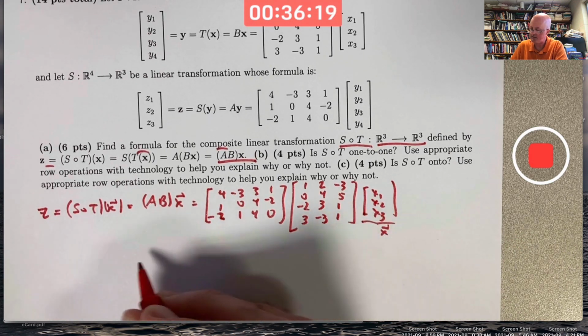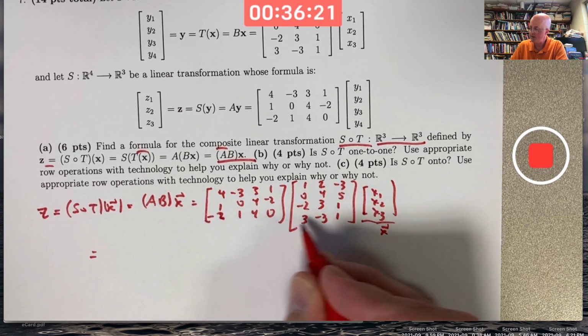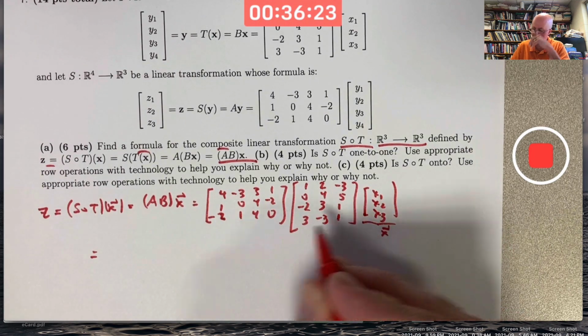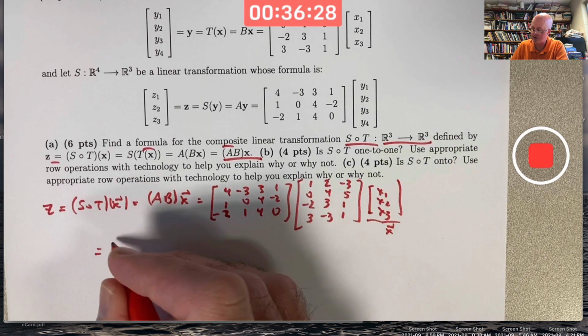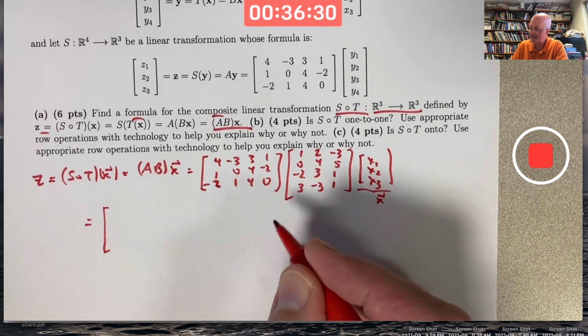I'm just really going to multiply these matrices. This is 3 by 4. This is 4 by 3. The number of columns, 4, matches the number of rows, so I can do the multiplication, and the answer is going to be 3 by 3. I'll do it as quick as I can.